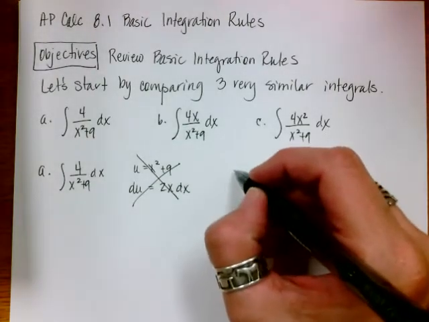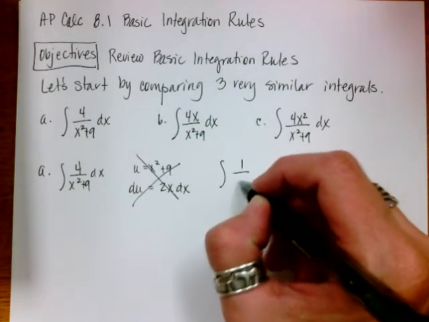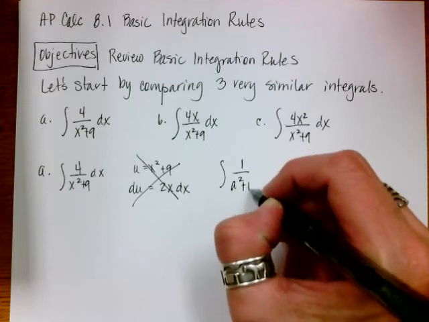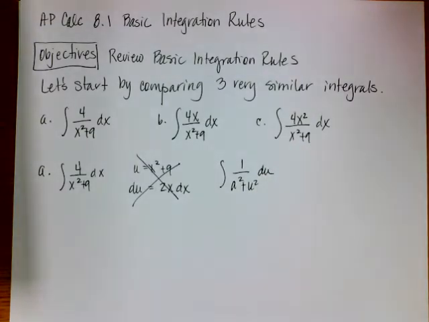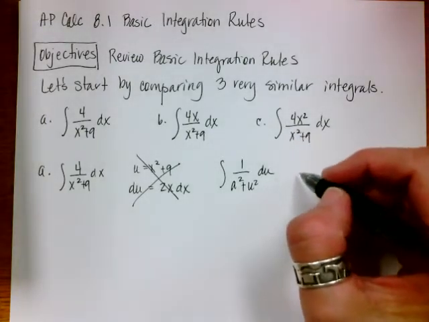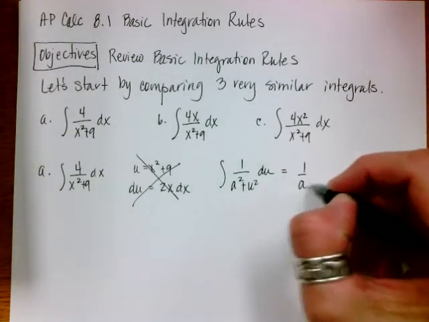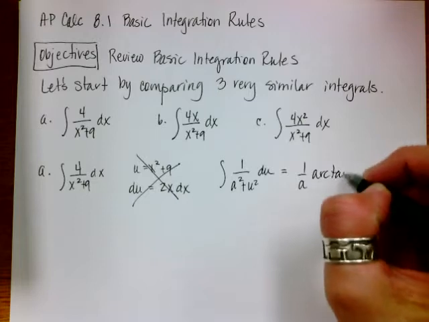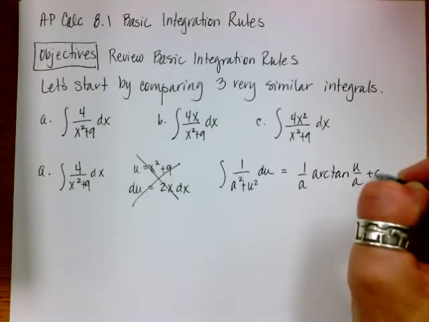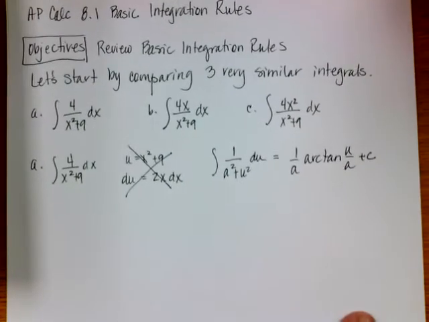But if you go back and remember, if you see an integral that is 1 over a squared plus u squared du, then this is equal to 1 over a arc tangent of u over a plus c. So that's what we're going to do with this one.